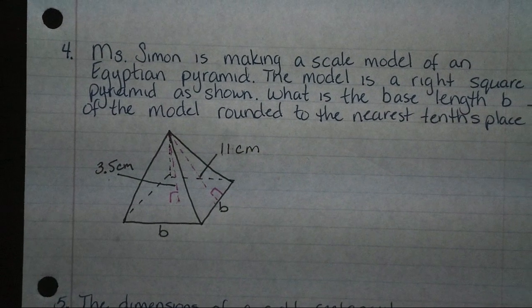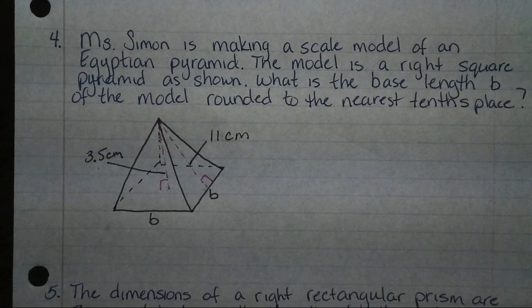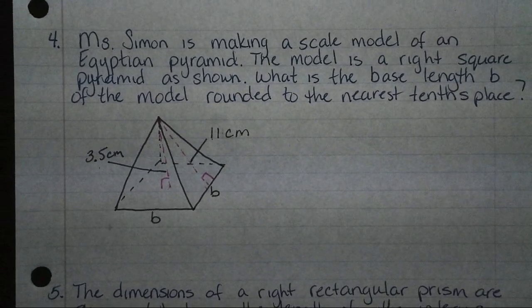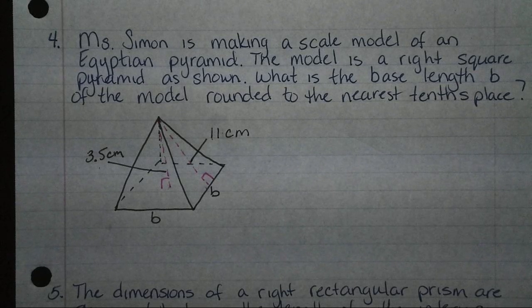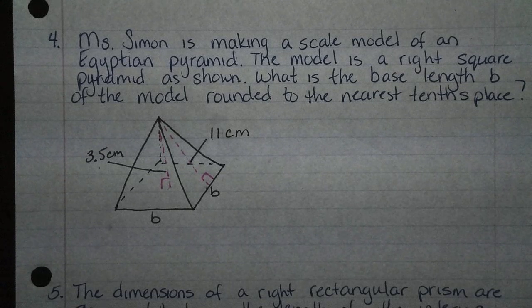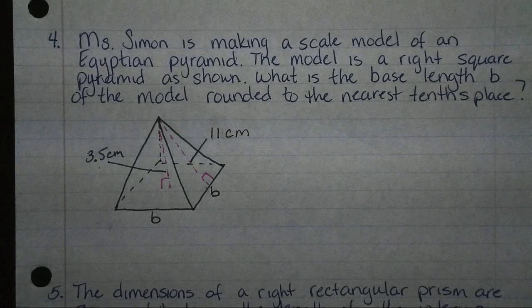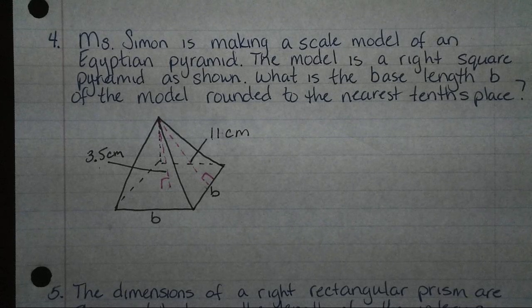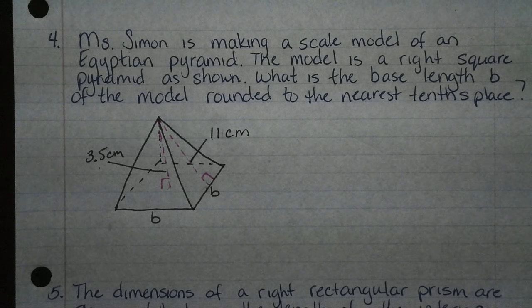So Miss Simon is making a scale model of an Egyptian pyramid. The model is a right square pyramid as shown. What is the base length B of the model rounded to the nearest tenths place? So I want you to pause the video and give this one a try. See what you come up with as far as the measurement for B. And then unpause it and see if you got the same answer as me. All right, so please pause now.